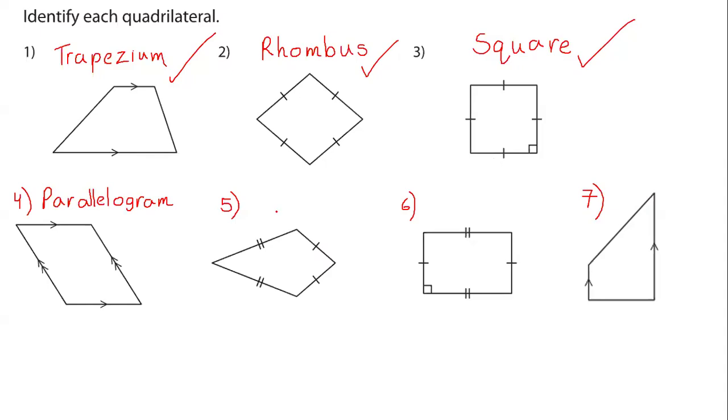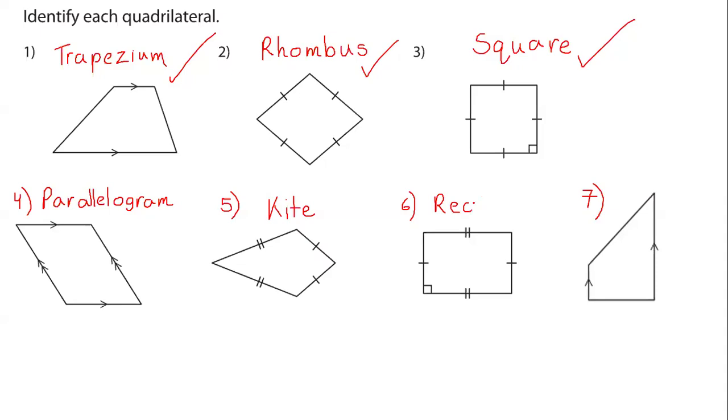Okay, good. Number 5. That's a kite. Definitely a kite. Number 6 is a rectangle. Rectangle. You only have 1 more.